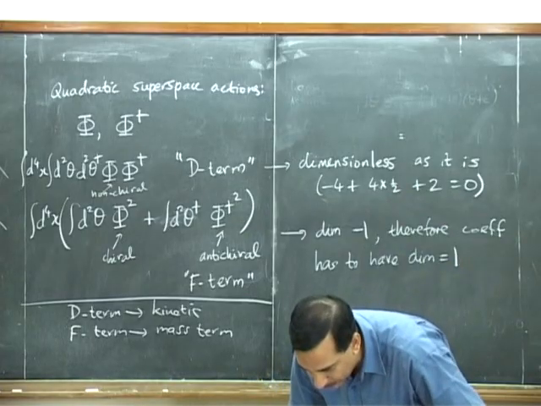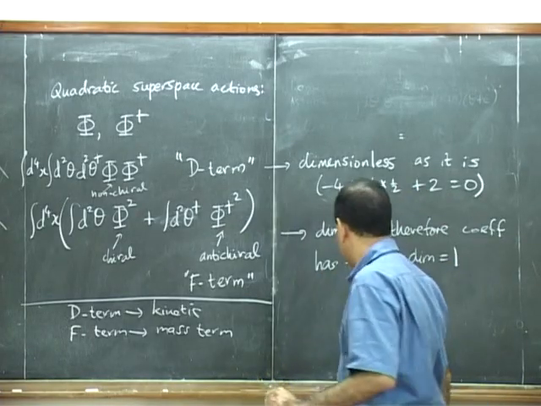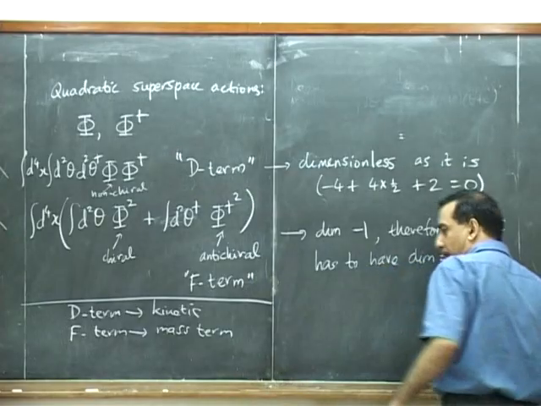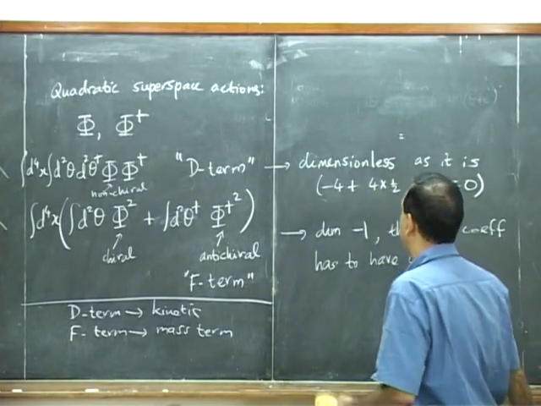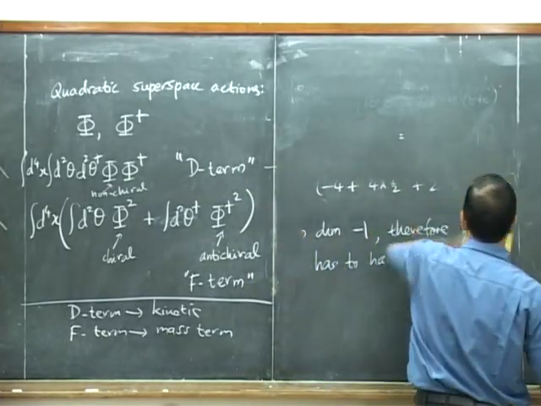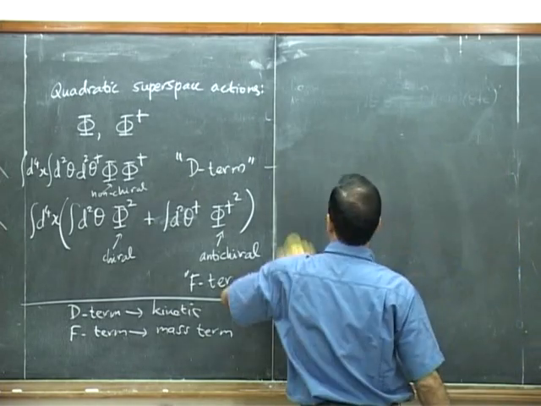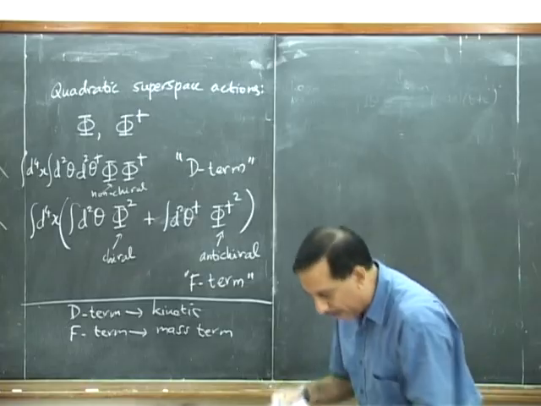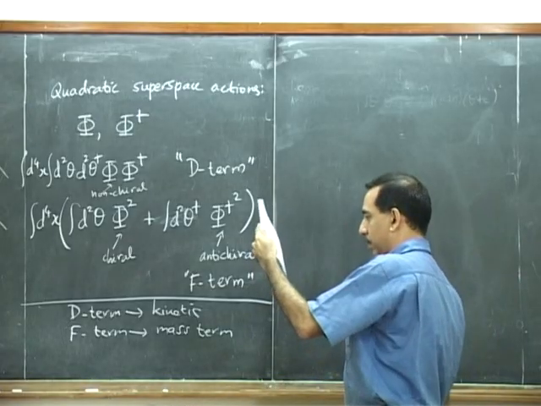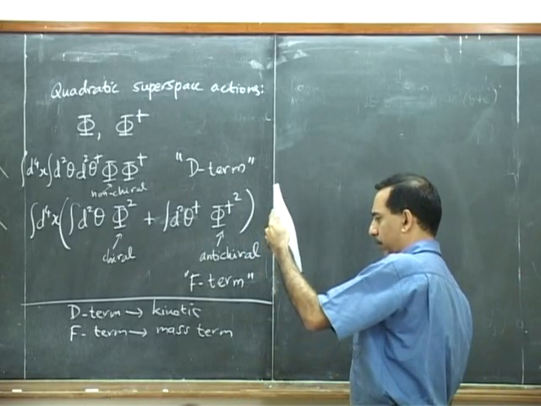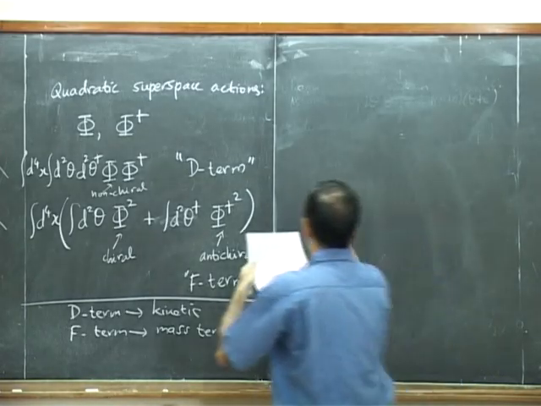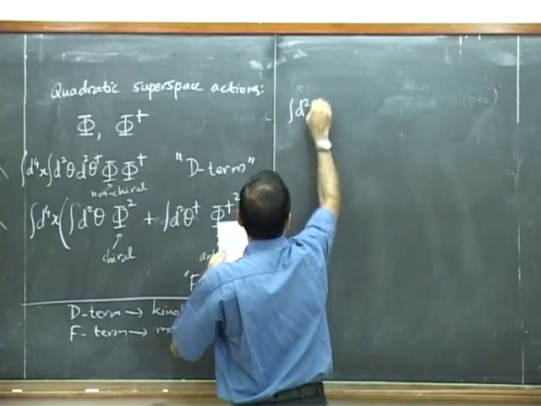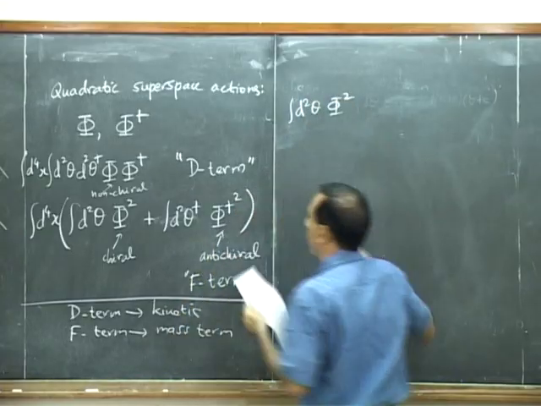Okay, so with that, let's start. Now I'm going to be a bit fast because it's really important for you to check all these things on your own. I'm just going to quote quickly what you get when you do this. So the integral d2 theta of phi square is the first thing you want to do.